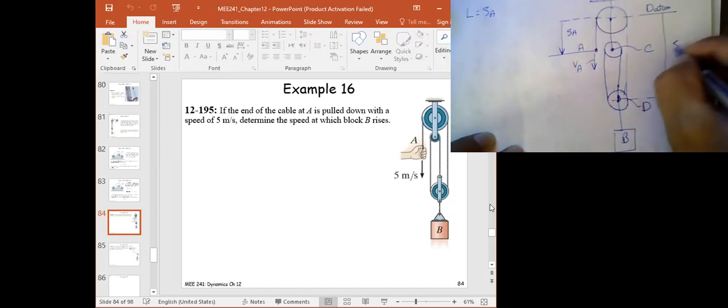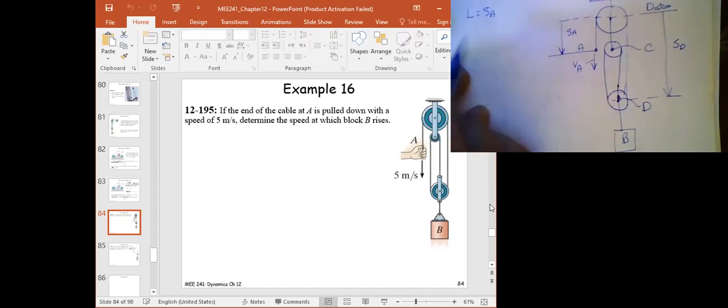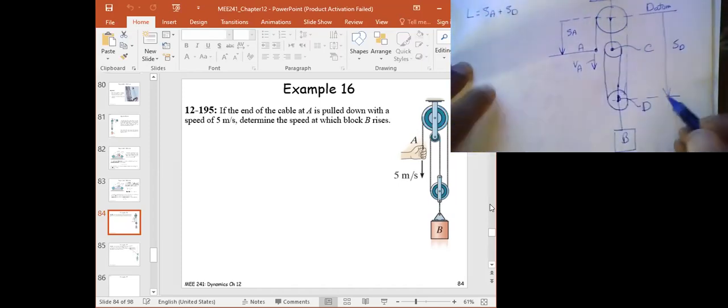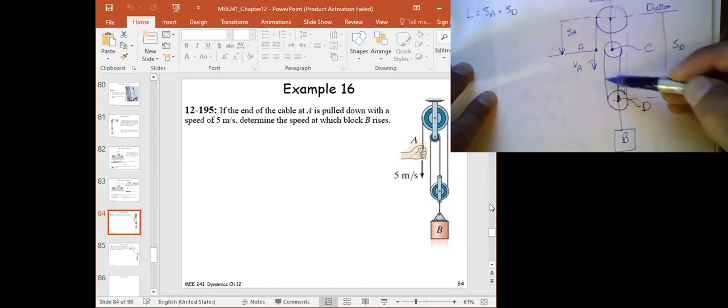So this is going to be what? Let's call it SD. Exactly. So the length of the cable is going to be equal to SA plus SD. Now we have covered this portion and this portion. Now we actually have 2 more. How can I write these two, this and that?